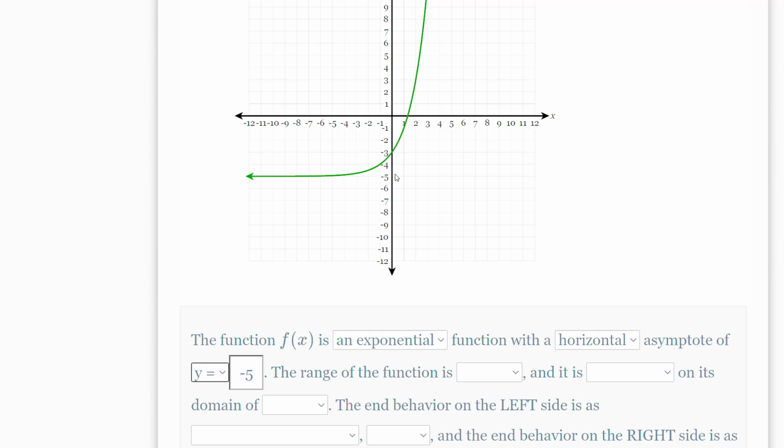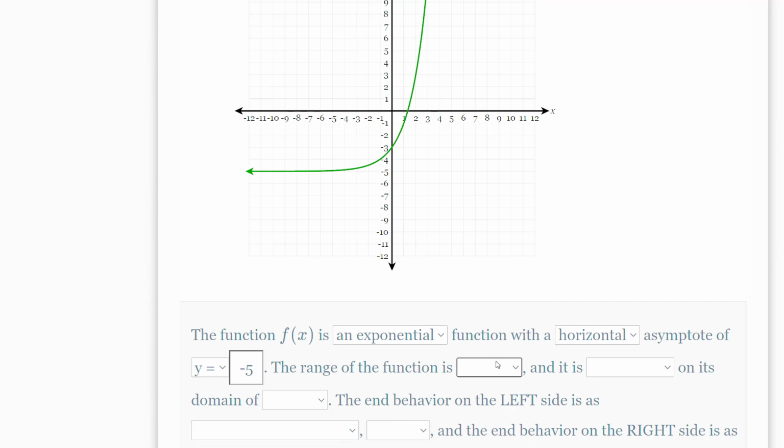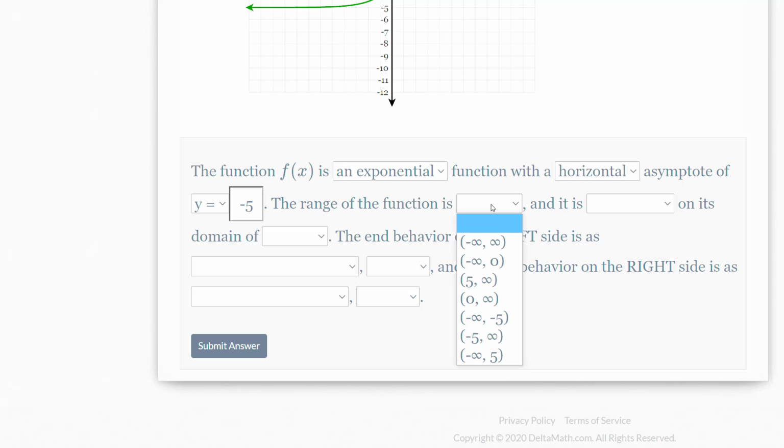All right? The range of the function, that's all of the values that it can take on as it gets out. Well, pretty clearly, if there's an asymptote at y equals -5, for the range you're looking at the y-axis, and there's nothing below -5. So the range of the function is, and then you've got a big old box here. Let me scroll down here so you can see all of your options. And you can see, if you look back up there, that it's everything from -5 up.